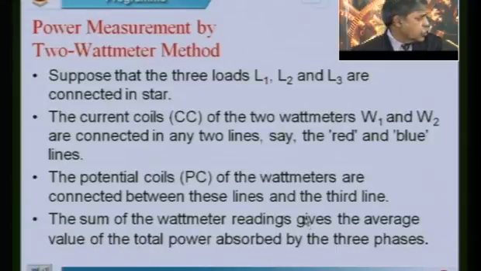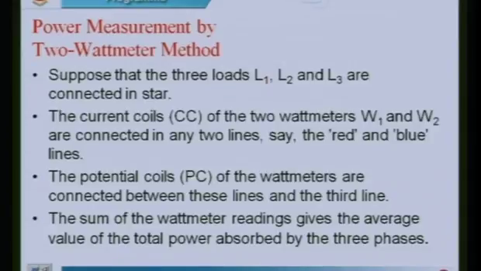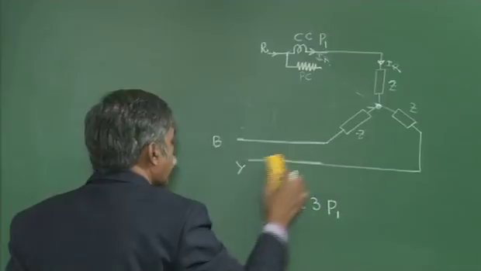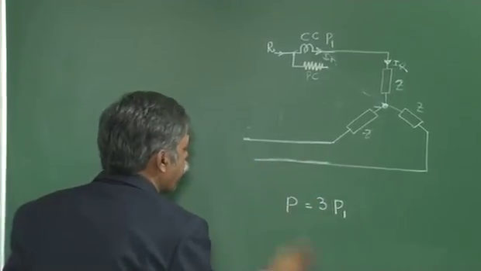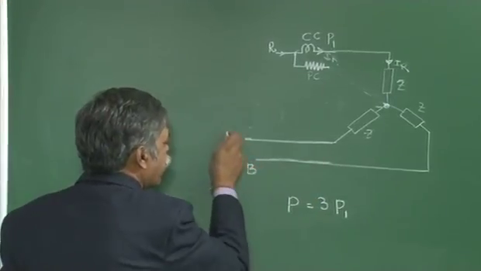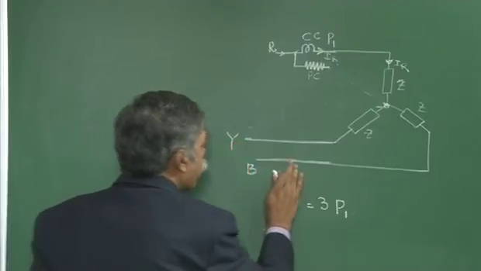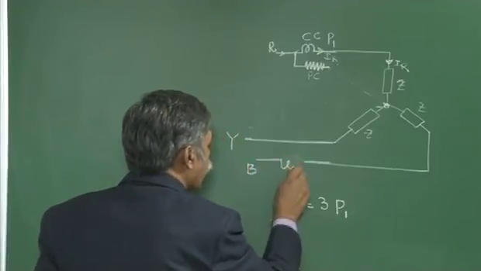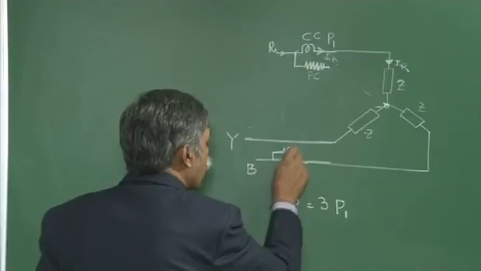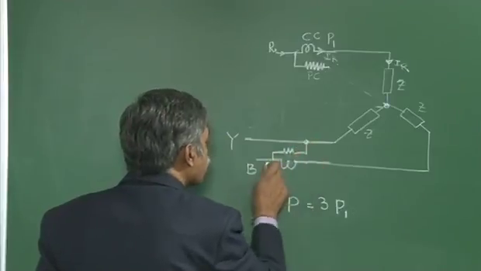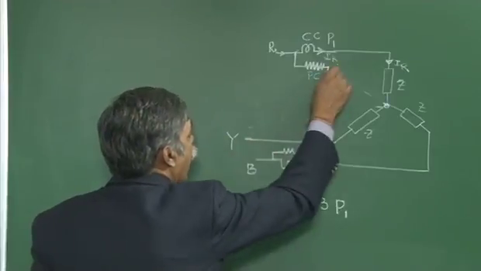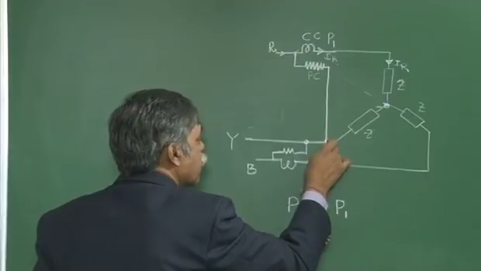That means total power P in the case of the 2 wattmeter measurement method is like this. I am using this as B phase. In the diagram I have mentioned, this is Y phase. I am placing a current coil in the B phase and the potential coil across B phase and Y phase, R phase and Y phase, like this.